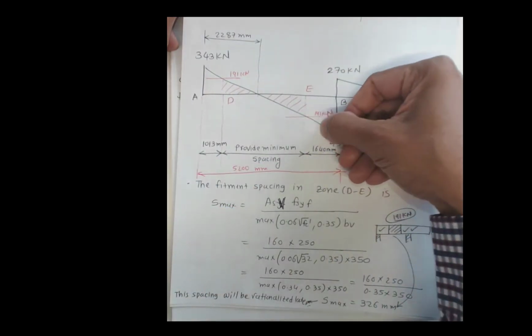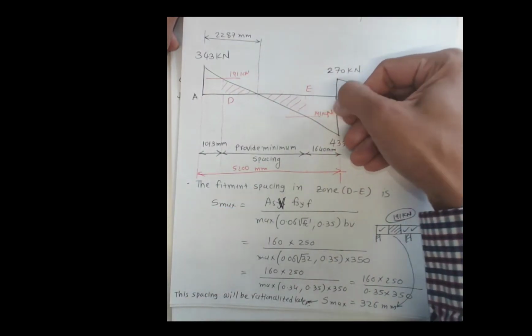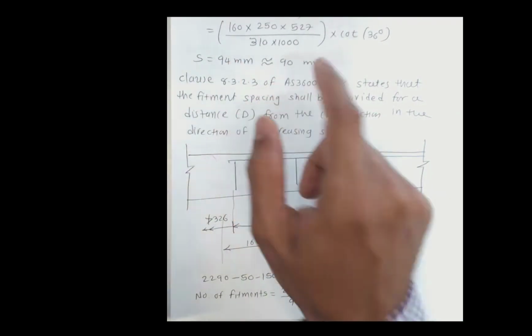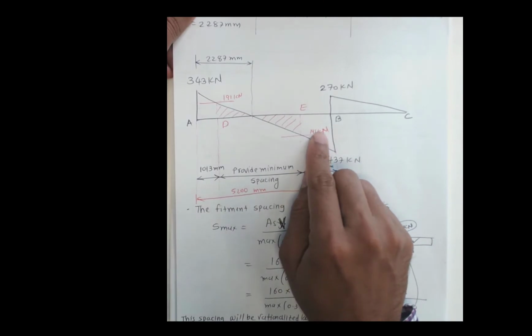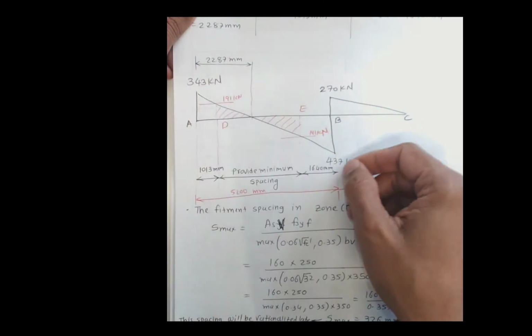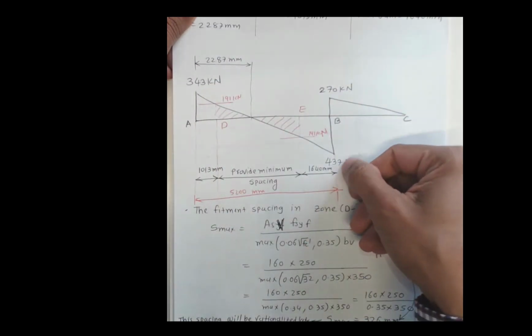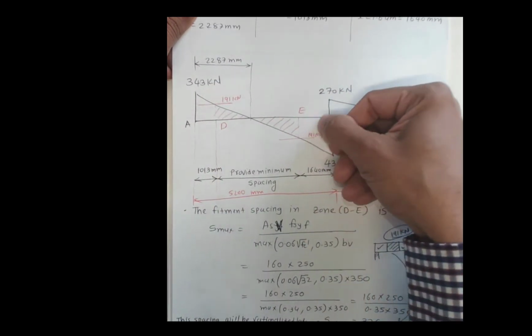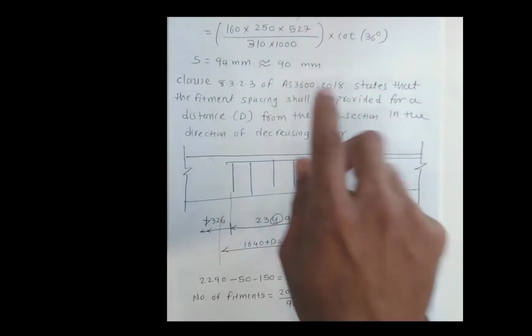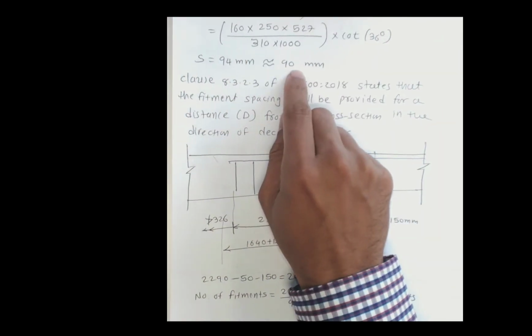Now we are working in this region from B to E, where we have found the spacing s is 90 millimeters. It logically makes sense, because 165 millimeters gives 343 kilonewton resistance, and we need to resist 437, so definitely we need more closed fitments. So 90 millimeters makes sense. Check your answers closely, whether it is logically making sense or not.